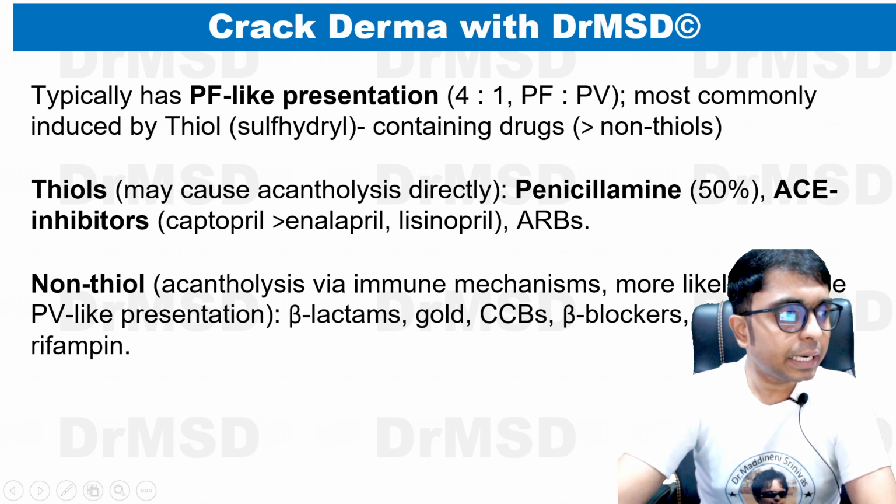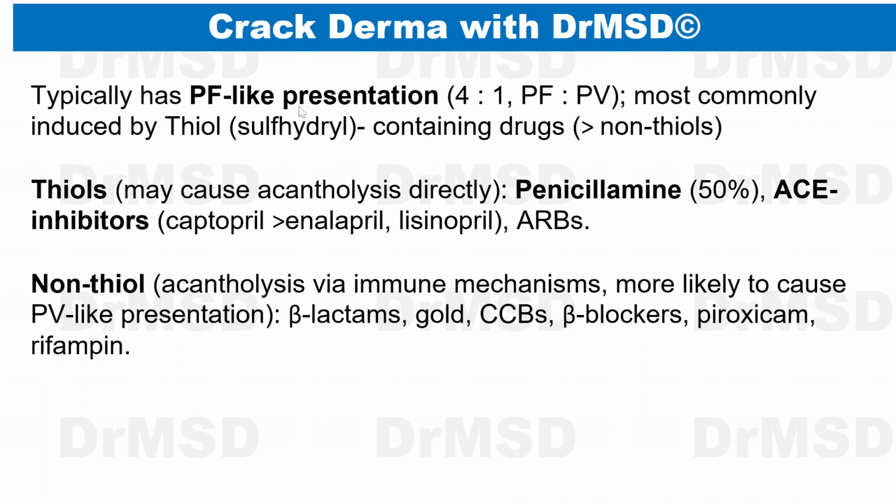Typically, drug-induced pemphigus is going to present as pemphigus foliaceus in most of the patients. Almost 4:1 is the ratio of presentation of pemphigus foliaceus and vulgaris. What does this mean? If 5 patients develop drug-induced pemphigus, then 4 out of those 5 are going to present with pemphigus foliaceus, and only 1 patient will develop pemphigus vulgaris.